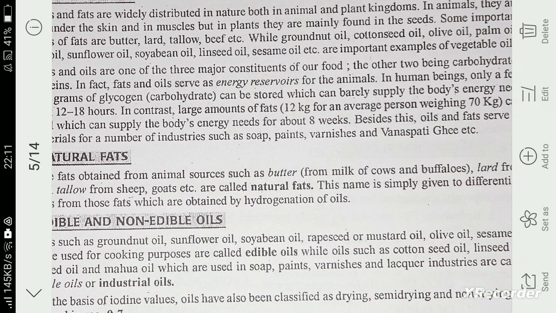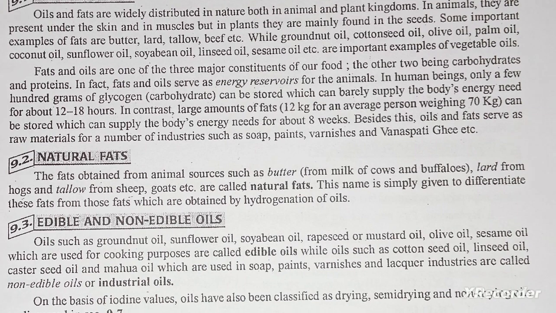Natural fats. The fats obtained from animal sources such as butter from milk of cows and buffaloes, lard from hogs and tallow from sheep, goats, etc. are called natural fats. This name is simply given to differentiate these fats from those fats which are obtained by hydrogenation of oil.